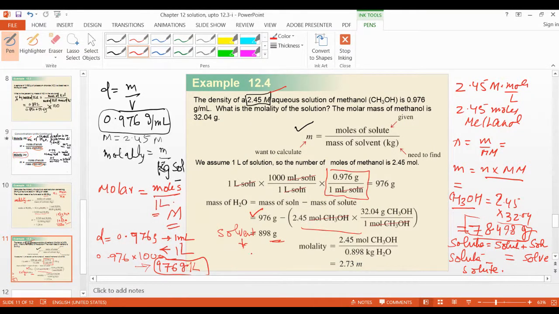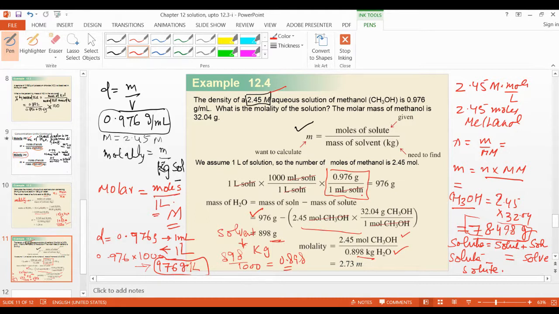And this solvent is changed to kilogram. What do you do? Divide by 1000. 898 divided by 1000 gives 0.898. And the mole is already given here, 2.45 mole. And this is the kilogram of solvent, not solute, not solution. Solution is molarity.